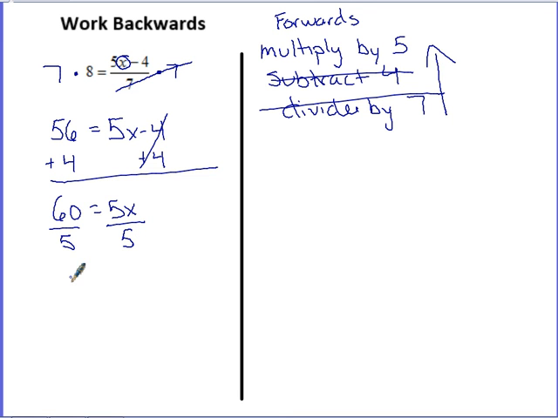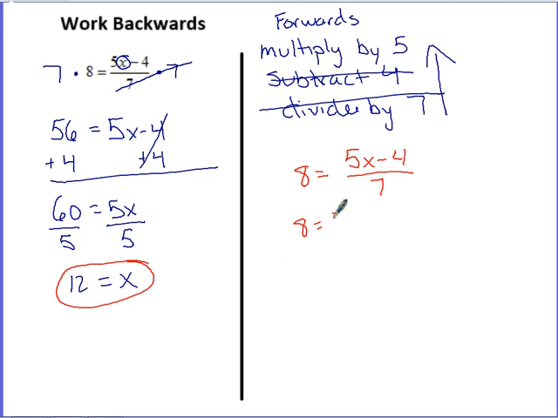60 divided by 5 is 12, so 12 is equal to x. Okay. Remember we said that you should never get a solving equations problem wrong because you can always check your answer, and I can check it by using substitution. So I'm going to take this answer that I got, x equals 12, and plug it into the original equation. So here it is originally, 8 equals 5x minus 4 divided by 7, and I think that x is equal to 12, so I'm going to substitute a 12 in there for x.